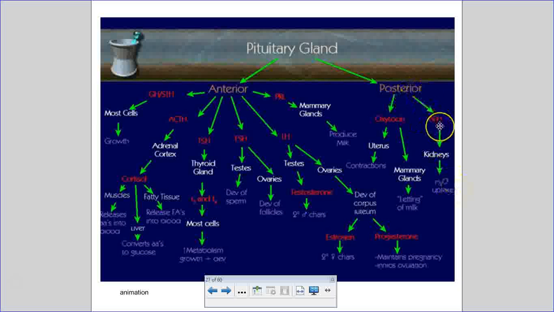The other one that's released by the posterior gland, stored and released from there, is ADH. This one we talked about in chapter 11 when we covered the excretory system. And it travels to the kidneys and causes reabsorption of more water. Okay, so we'll watch this little animation.